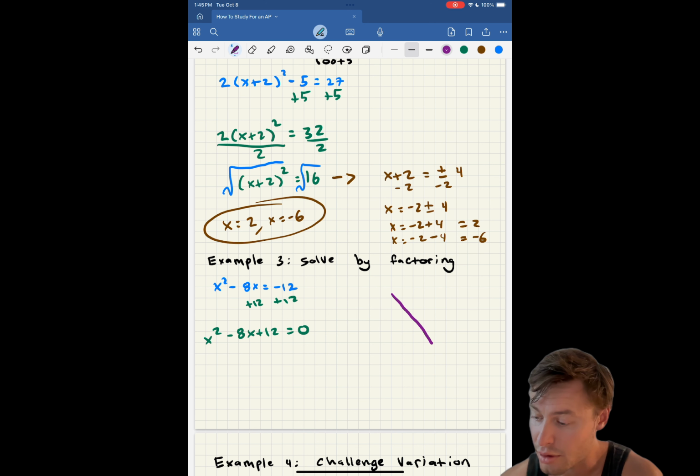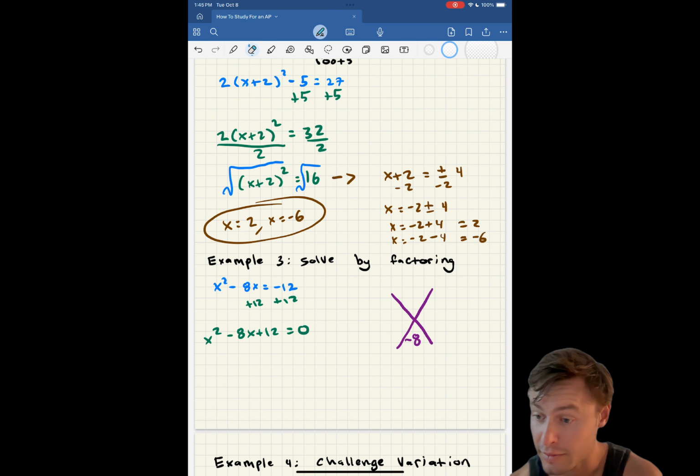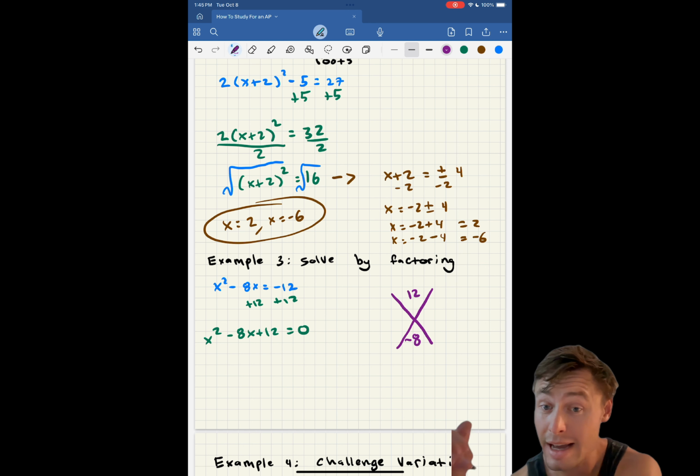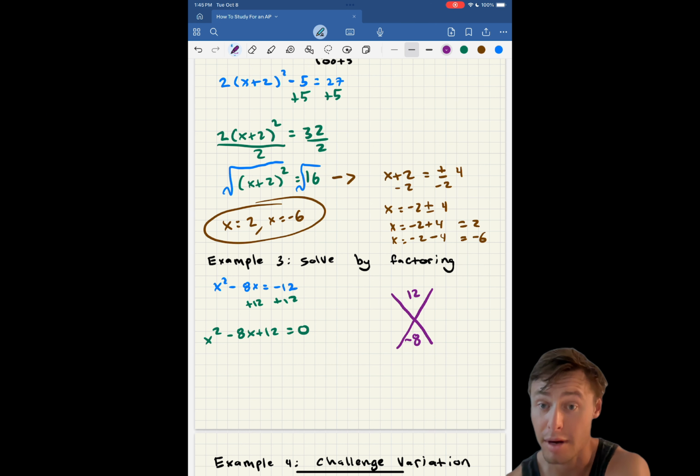And then you'll draw this cross. And in this cross, you'll put your a times your c value on the top, which would be 1 times 12, because a value is 1, c value is 12. And you'll put your b value on the bottom. Okay, 1 times 12 is just 12, so I'm just going to simplify that to 12. Now you're looking for two numbers that multiply to the top number, but when you add those same two numbers, you get the bottom number.